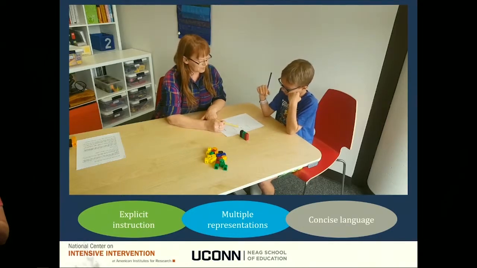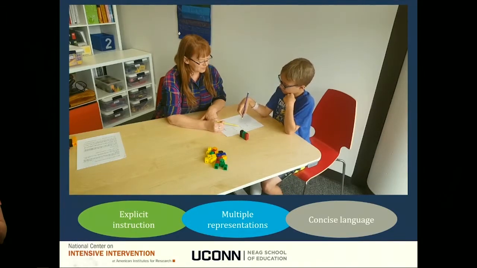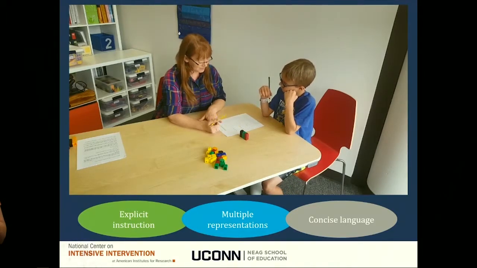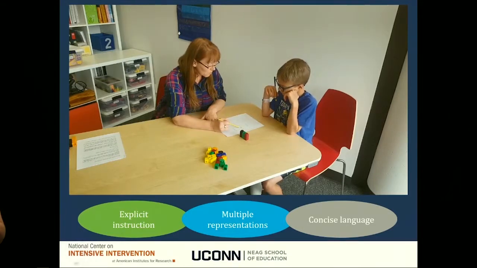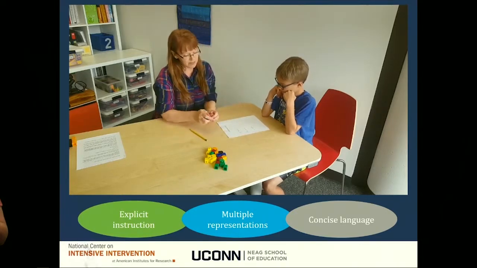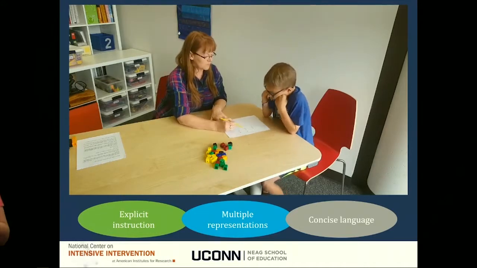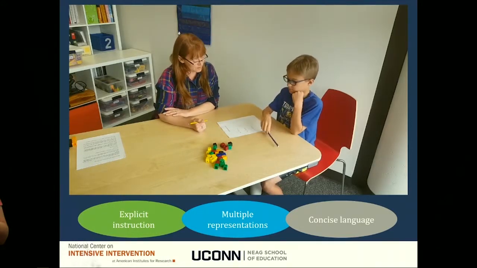Try that again. Now, read that one to me. 4 times 3 equals blank. Very nice. So now we have 4 groups of 3 is the same as what? So how many are going to be in each group? 4. We're going to make groups of 3.